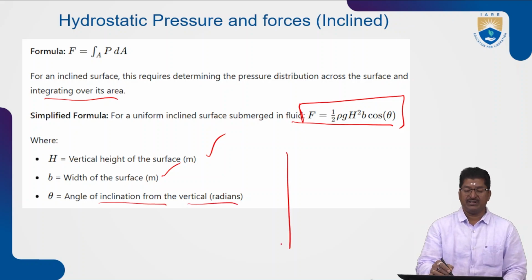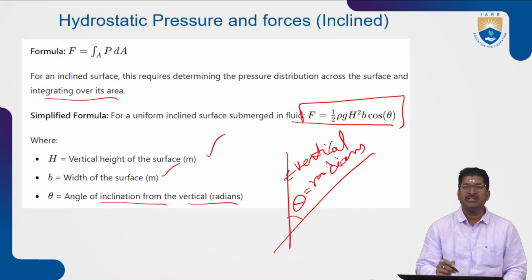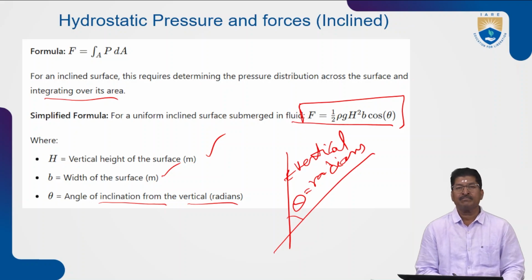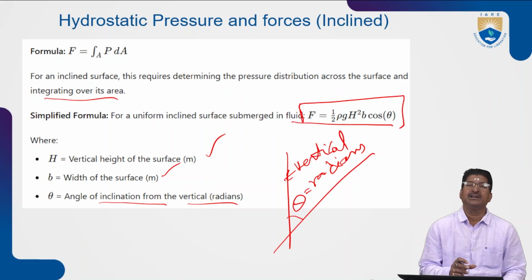So if it is vertical, then this line is the vertical, and this is the theta angle, in terms of radians. The angle can be measured in degrees, radians and gradians, but we have to apply it here in radians. So the angle in degrees should be converted into radians by multiplying by pi by 180.